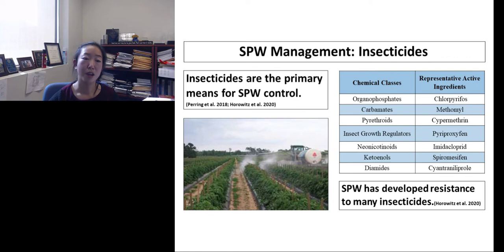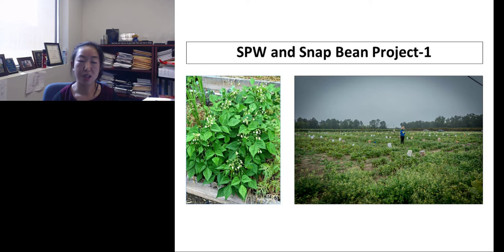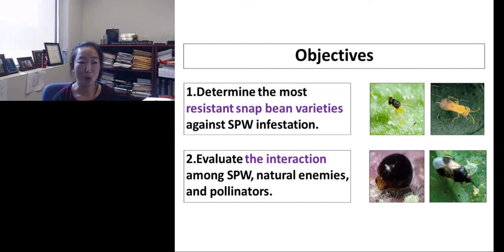So let's look at the first project, the sweet potato whitefly and snap bean project one. In this project, we want to determine the most resistant snap bean varieties against the sweet potato whitefly infestation. And second, we want to evaluate the interaction among the sweet potato whitefly, natural enemies, and pollinators. And these are the materials and methods.